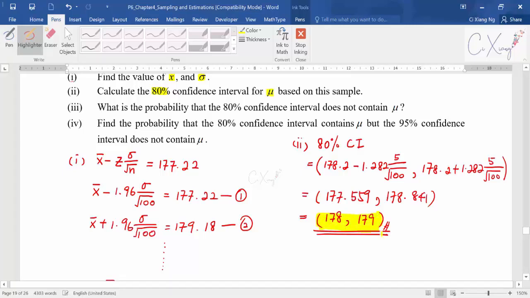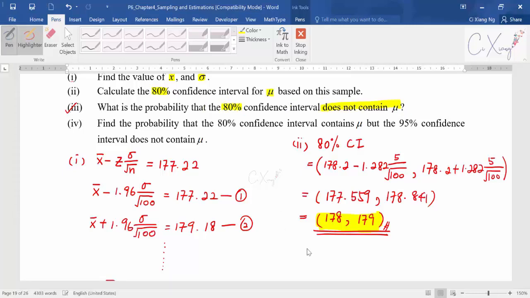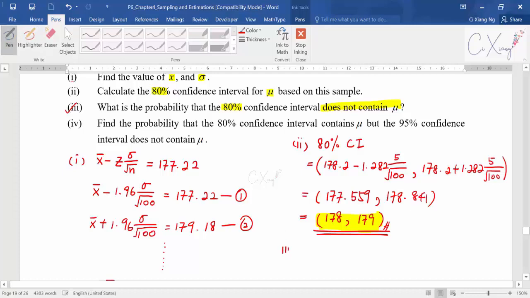Okay, alright. Then now we go for part number 3. They are asking what is the probability that the 80% confidence interval does not contain mu. Alright, so this one is very simple. It is an understanding question, but very simple.